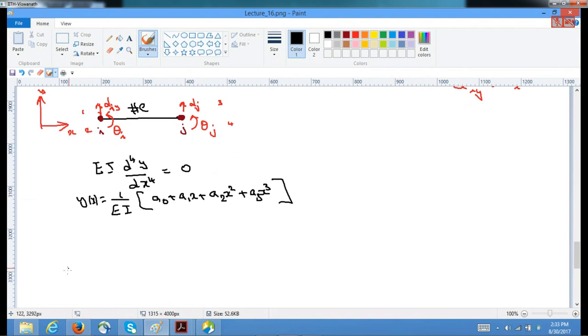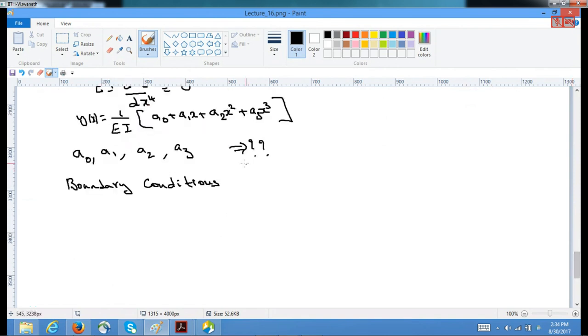Now, what are the boundary conditions so that I can fully determine A0, A1, A2, A3, which I don't know? To determine them, I will use boundary conditions. The boundary conditions for this are: at x equals 0, that is at node I, my y is equal to di, and my theta is equal to theta I.